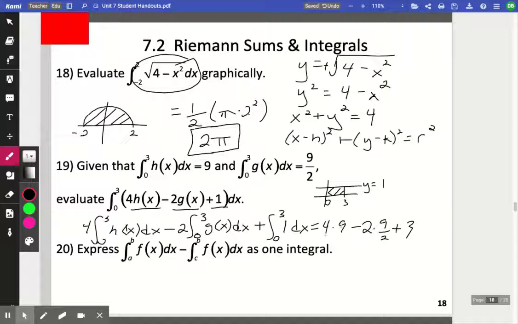So 4 times 9 is 36, and the 2's here would reduce. 36 minus 9 gives us 27, plus 3. So 30 is our answer there.